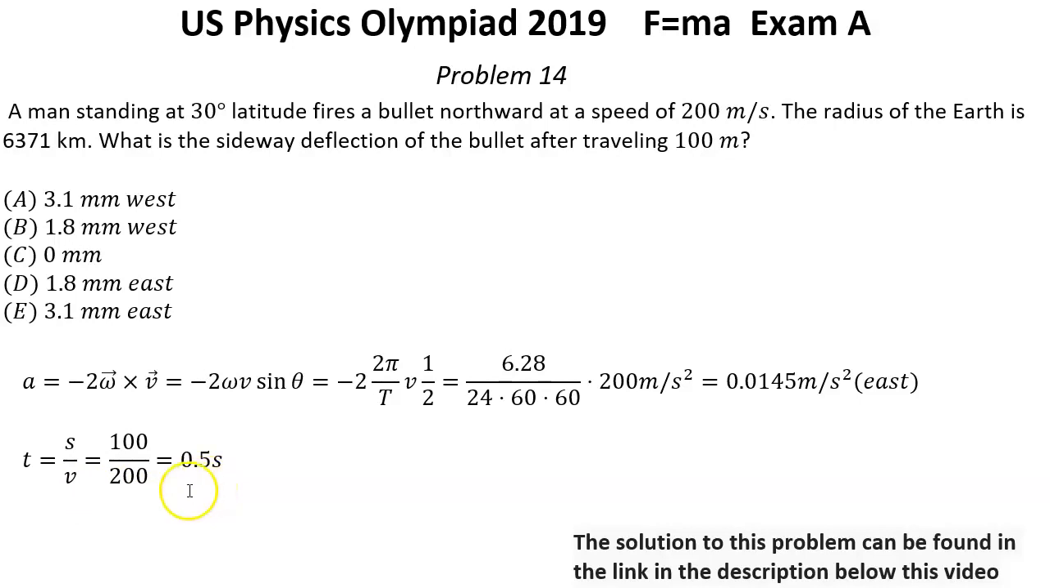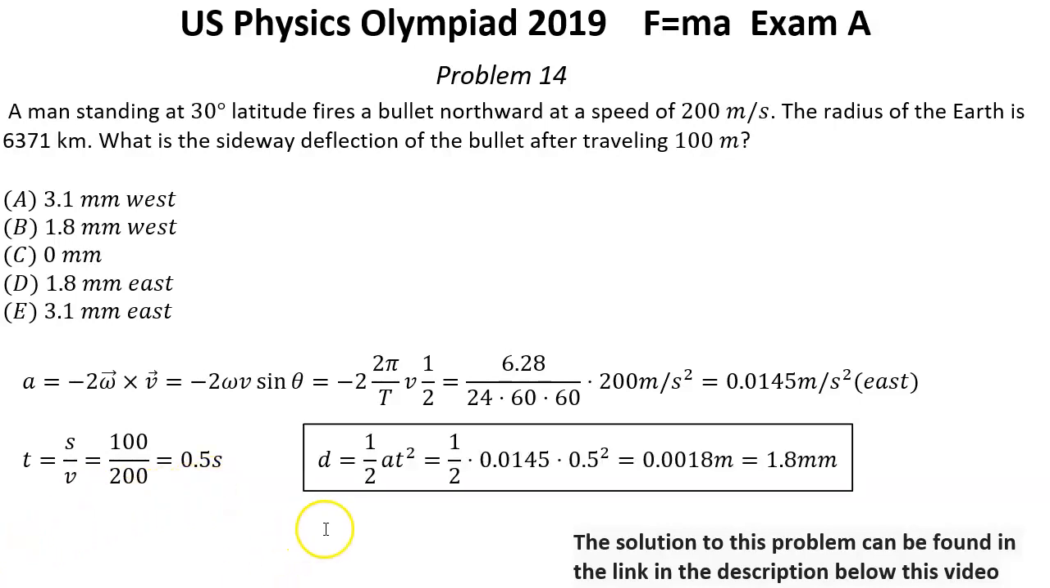And now we can find the deflection. That will be 1/2 a t squared. And after putting in numbers, we have 1.8 millimeters to the east. That was answer D, and that was the solution for problem number 14.